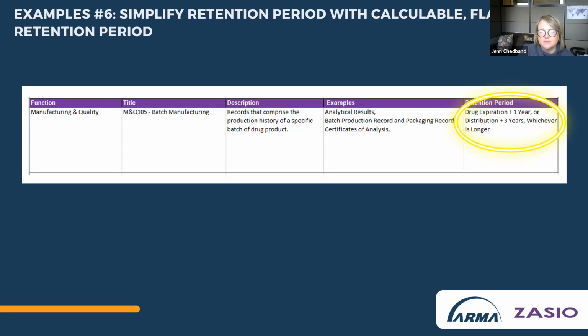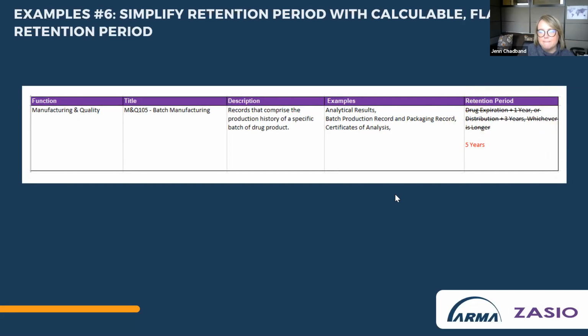For some of our clients, it depends on what products are involved. Maybe a 5-year retention period really covers all of these potential event triggers. And so if we can go to the next slide, we'll see what it turns into. So here's a flat retention period.